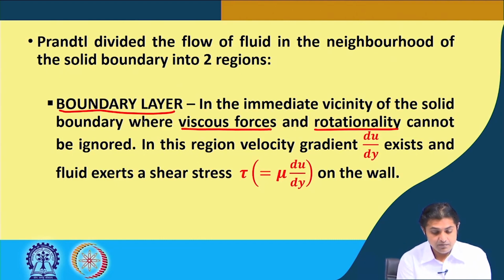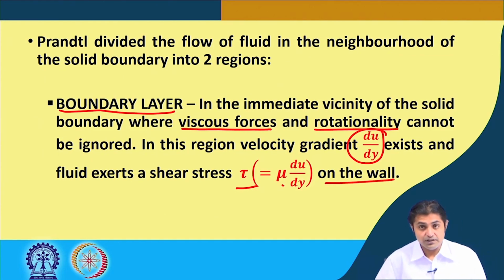So, as I said, in the boundary layer these are the things that cannot be ignored, and in this region there will be a velocity gradient equal to du by dy, and therefore the fluid will exert a shear stress tau on the wall, which we assume to be equal to mu du by dy, where mu is the eddy viscosity.